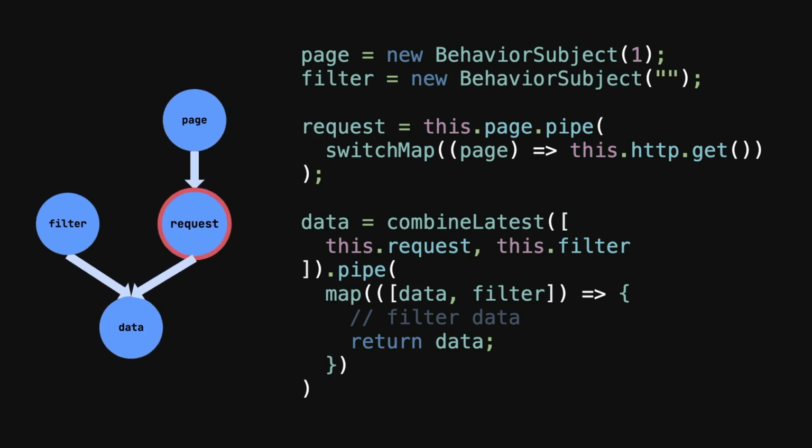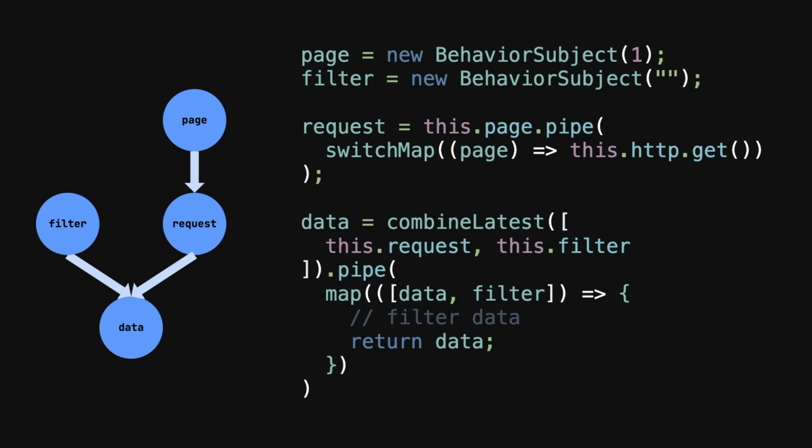Our data declaration can now use the values from both the request and filter declarations to determine what its own value should be. If the filter ever changes, it will recalculate its value again using both values. If new data comes through from the request declaration, it will also recalculate its value again using both values.